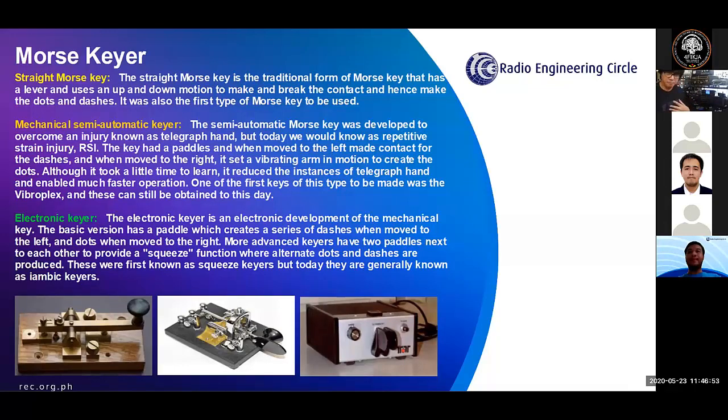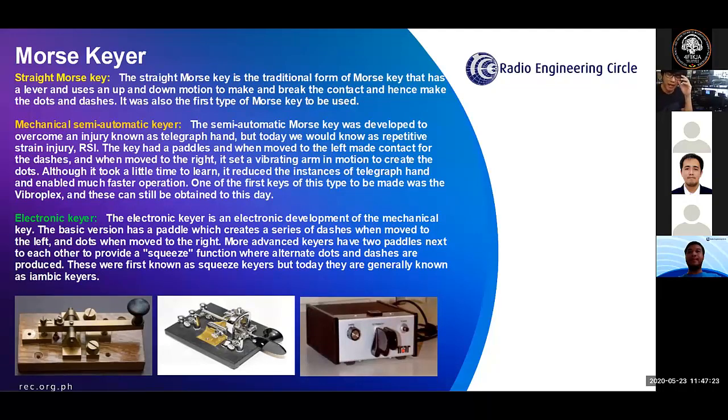So for me, I prefer the paddle because it's faster, especially when you're in a contest. You really need to move fast. You cannot do that with the straight key. You have to be really a pro to use it. Yung mga radio telegraphy officer sa barko, yung mga dating nagsesend ng Morse code, yung dati uso yung mga telegrama, CPI, yan.